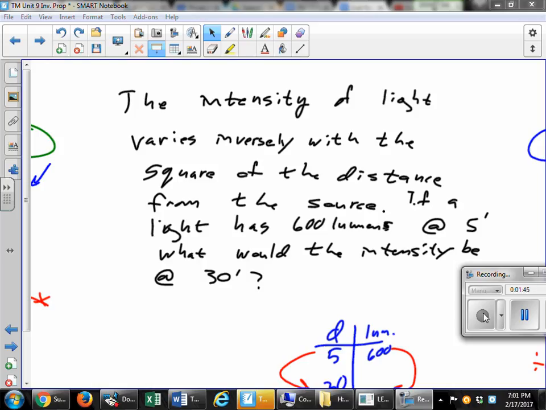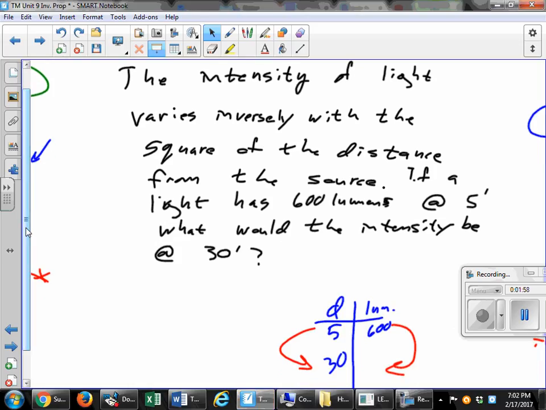So again, what are the things that we're measuring? We are measuring lumens and feet. So I set up my table down here with the distance and the lumens. At 5 feet, it was 600 lumens, and at 30 feet, and I'm not sure I totally have this right because lumens might, well, whatever. We're just going to go with it.